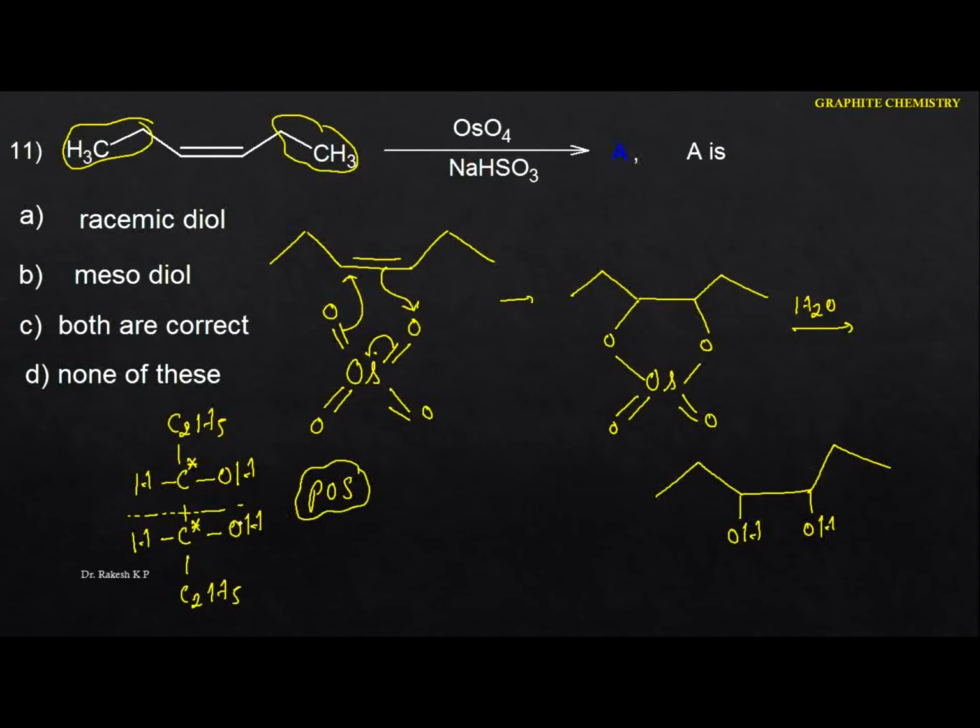Here we got the diol. So hence the option you are going to have is the mesodiol, because we got the meso compound and we are having the 2 OH, hence you are going to call it the mesodiol. Okay, so remember one thing, the reaction with osmium tetroxide always gives you the diol in the syn form. It is not in the anti form. Okay, so next one.